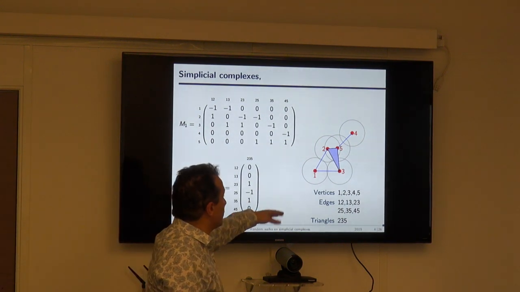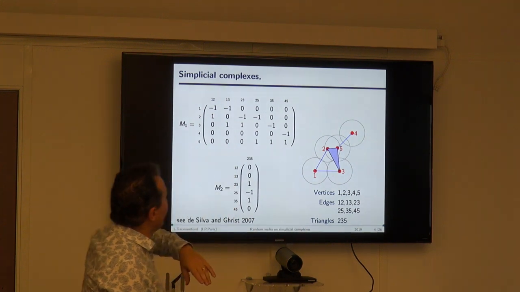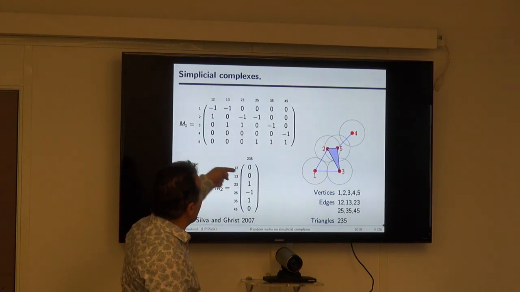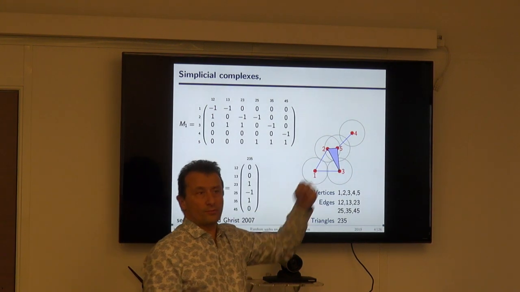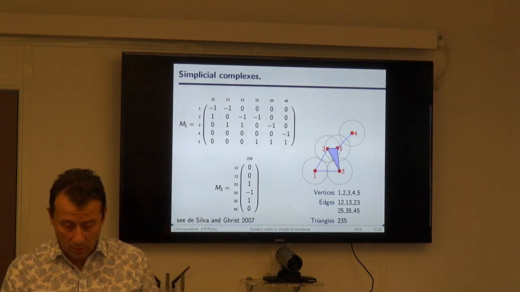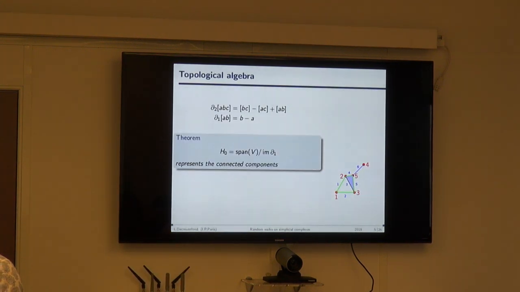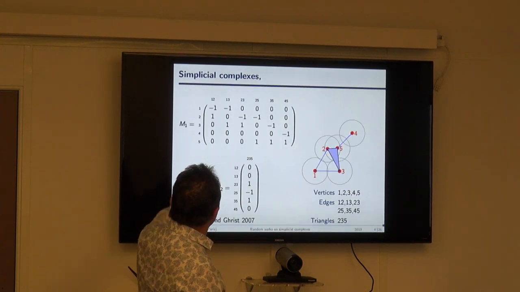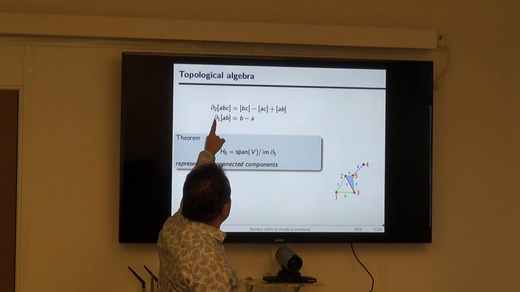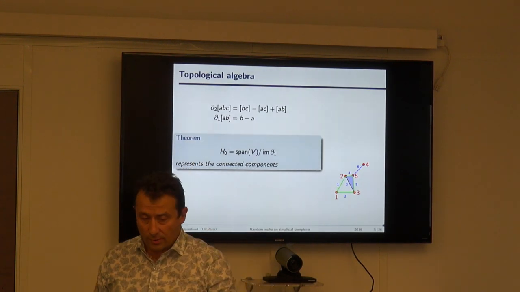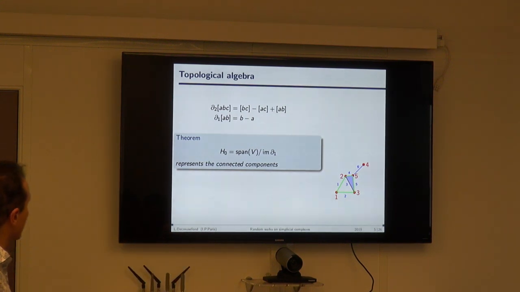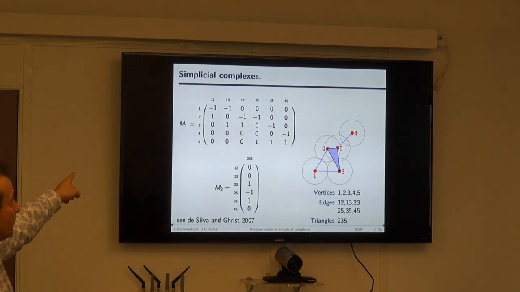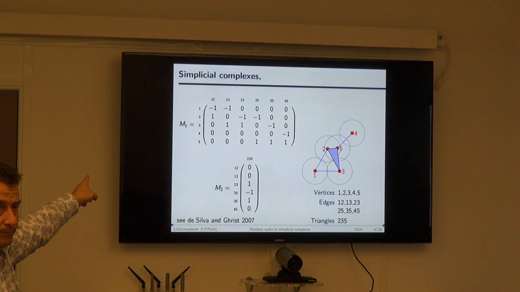You can go further. If you have a tetrahedron, you have a matrix M3 with all the triangles here and all the tetrahedra here, and you do exactly the same thing. So for instance, partial 2 is the linear operation whose matrix is M2, and partial 1 is the linear map which corresponds to M1.